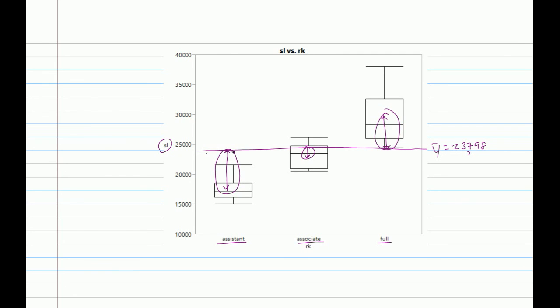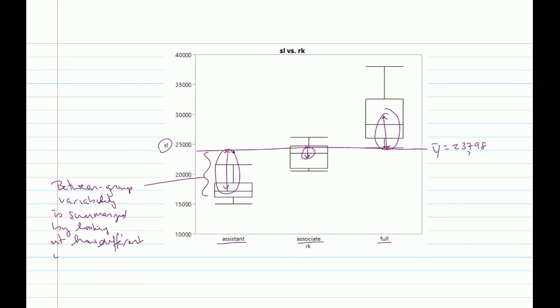So my SSB, remember, is my sum of squares between. So my between group differences, or my between group variability, is summarized by looking at how different each group mean is from the grand mean.